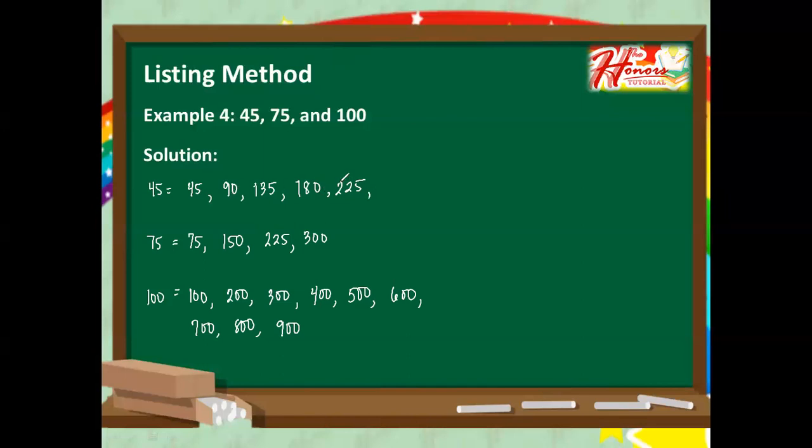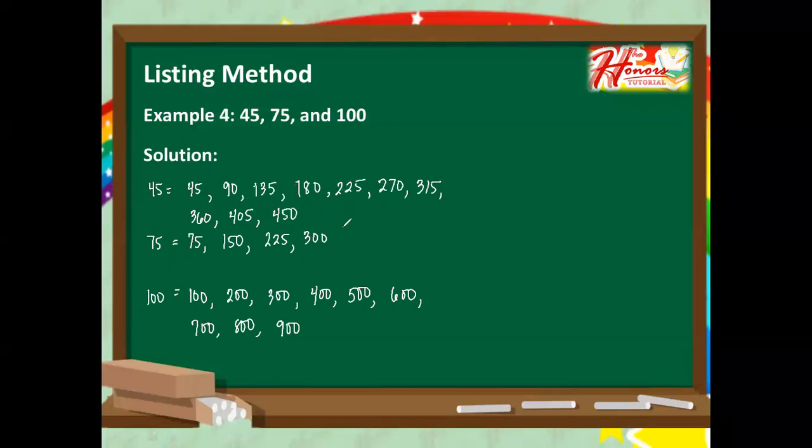So 1, 2, 3, 4, 5. Let's try 45 times 6. So that's 270. And then 45 times 7. That's 315 here. 1, 2, 3, 4, 5, 6, 7. Let's try 8. 45 times 8. That's 360 here. Okay. And then let's try 45 times 9. That's 405. And 45 times 10, that's 450 here.